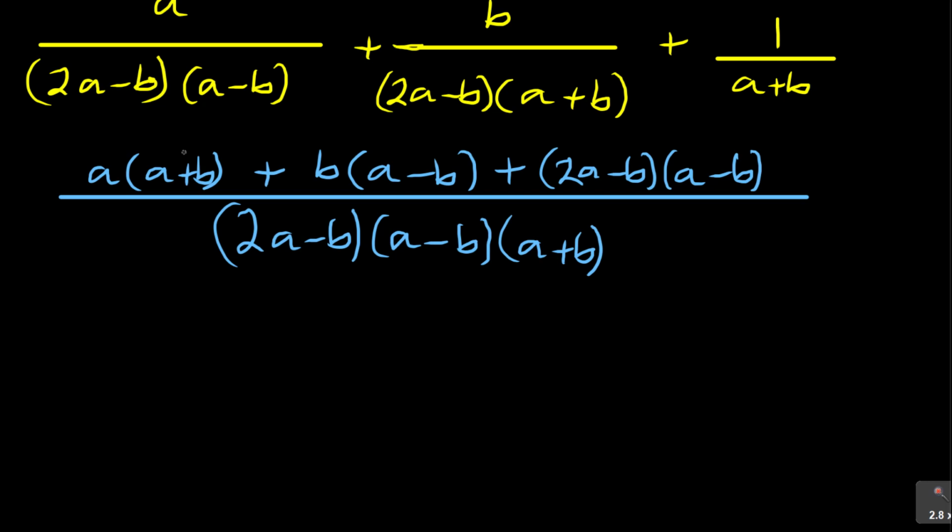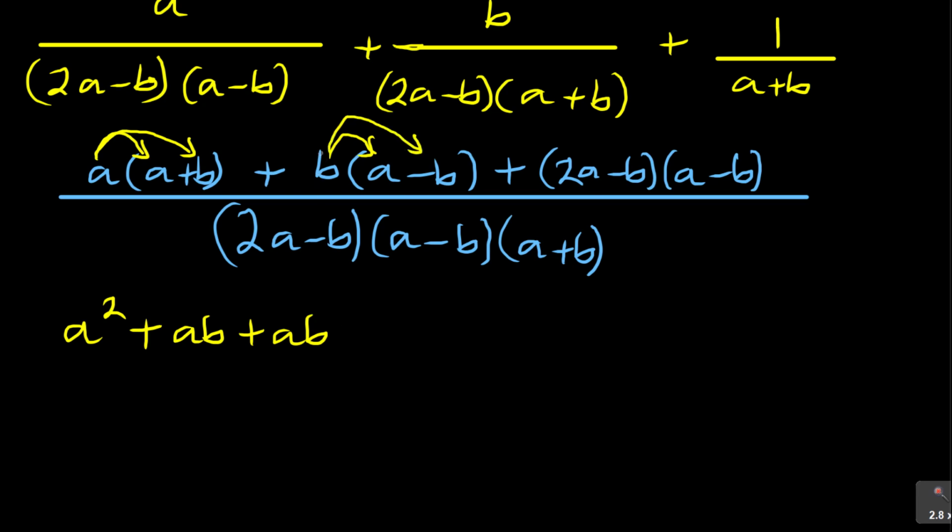What you need is to open every bracket. So you're using the FOIL method, a times a, which is a squared, plus a times b is ab, plus b times a, it's ab, and then positive b times negative b, the negative is powerful, which is minus b squared. And then on the second one, it's 2a.